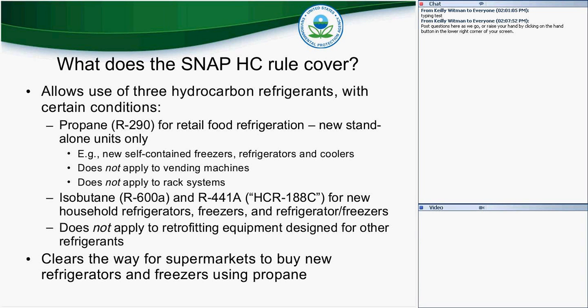That rule also took a look at isobutane and also the refrigerant R441A, and those are also hydrocarbon refrigerants. We looked at those substances for use in household refrigerators, freezers, and refrigerator freezers. The other thing to remember is that we are talking about new equipment that's designed specifically for these refrigerants. We're not talking about retrofitting existing equipment that was originally designed to use some other refrigerant like R134A or R22.